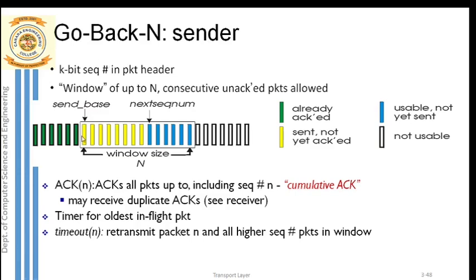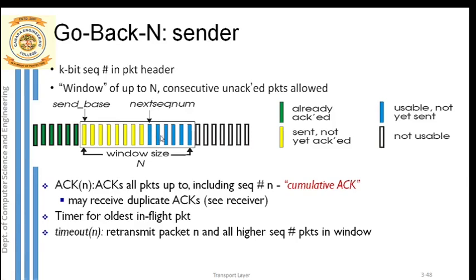So base is the one which is pointing to the very first packet in the window for which acknowledgement is not received. Remember. And you have here one more pointer that is called next sequence pointer. So next sequence is a pointer which is also pointing to one of the packets inside the window only.